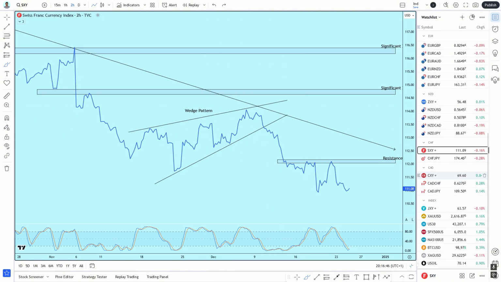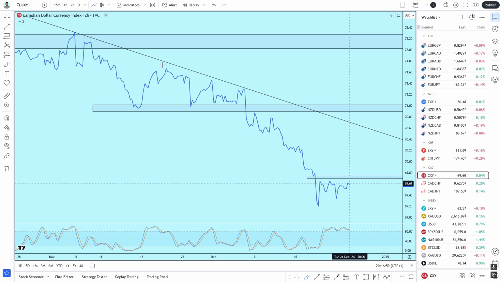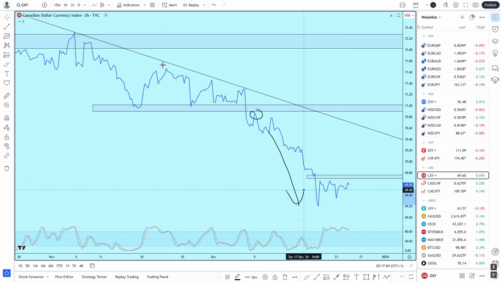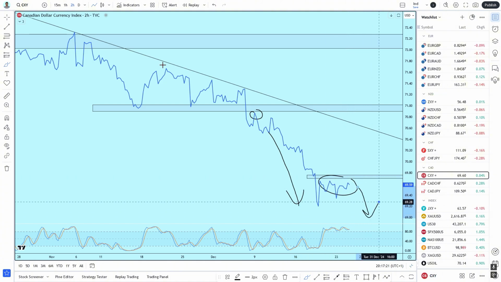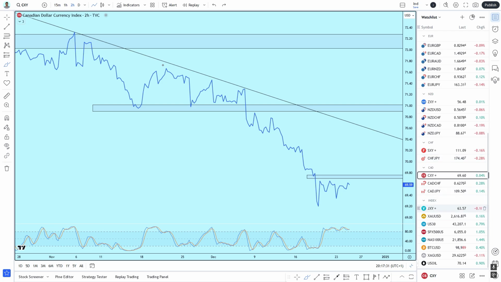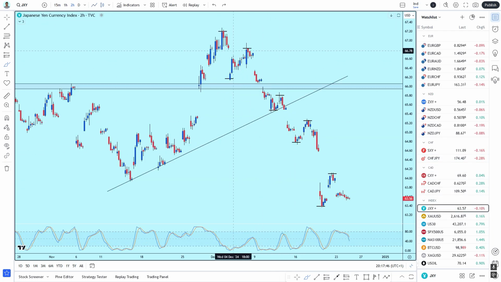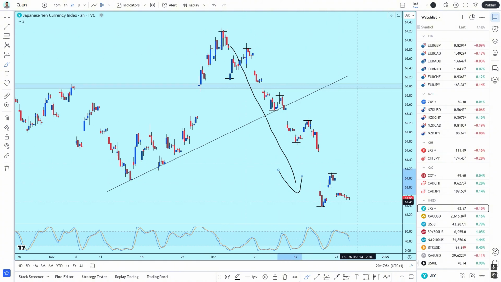Now let's look Canadian dollar index. Here we have this massive downtrend. Price broke this significant zone, retested it and continued to go down. It is now moving slowly, but it is very reasonable to see bearish continuation. And finally, let's check Japanese yen index. What we have here is also massive downtrend. Price formed this series of lower highs and lower lows, so it is very reasonable to expect bearish continuation.